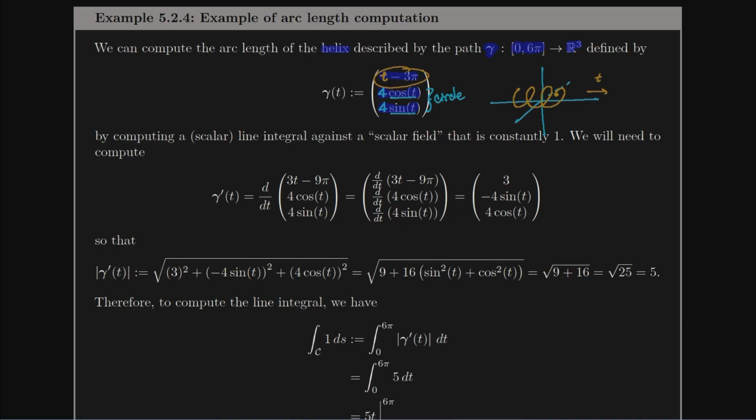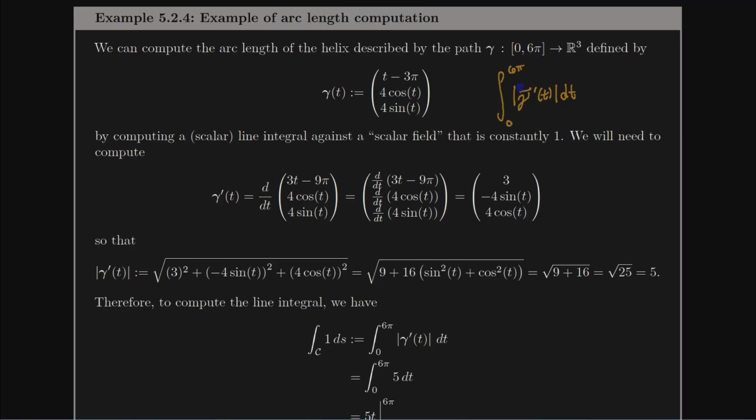These are a common curve to find line integrals over, because the Pythagorean identity will show up with these curves, so people like to include them as example problems. Let's go ahead and compute the line integral, which would in turn compute the arc length. We're going to take the magnitude of the derivative of this path, and then integrate from 0 to 6 pi in this case.